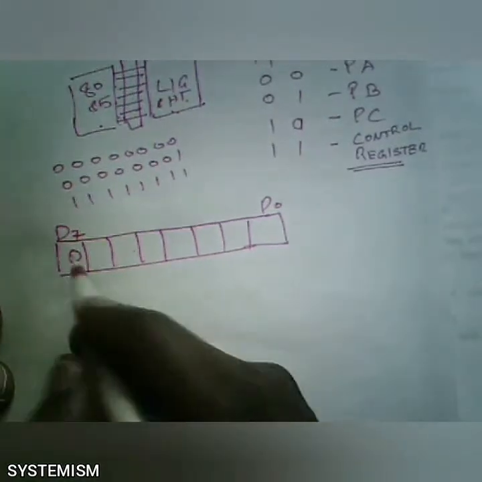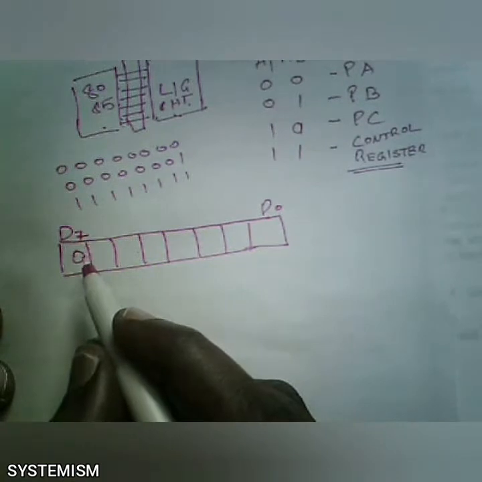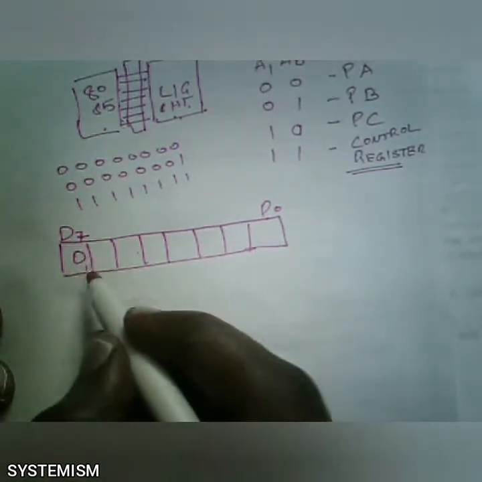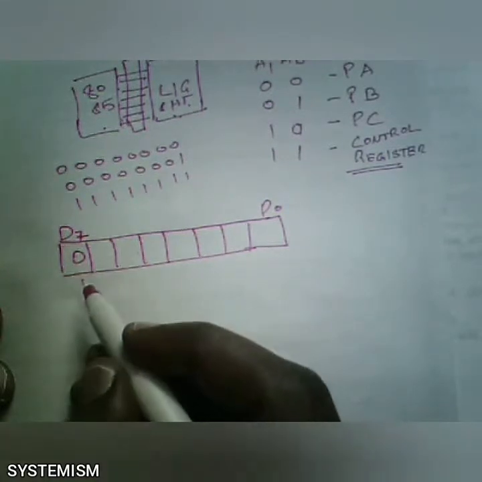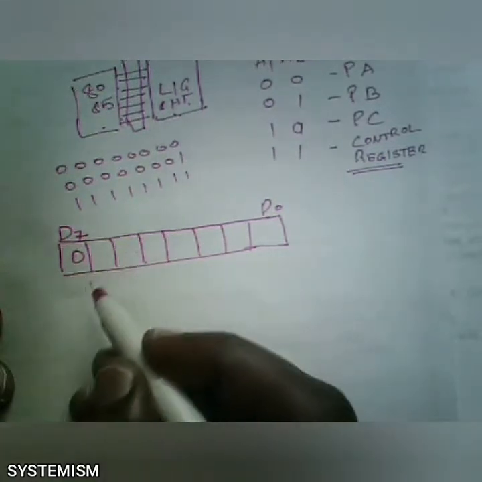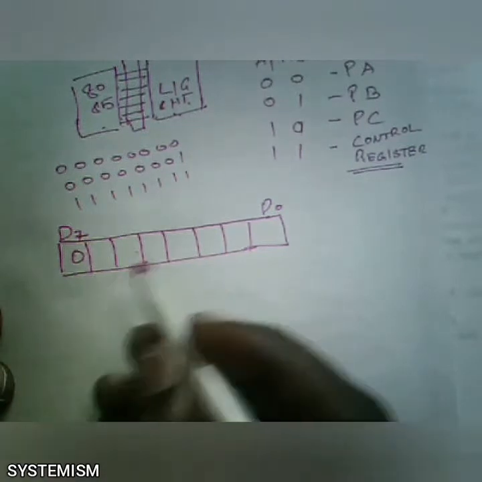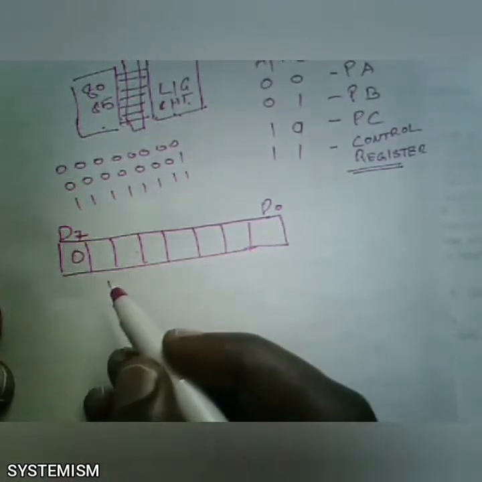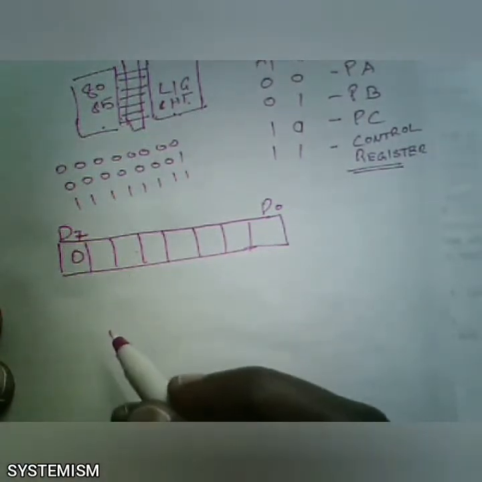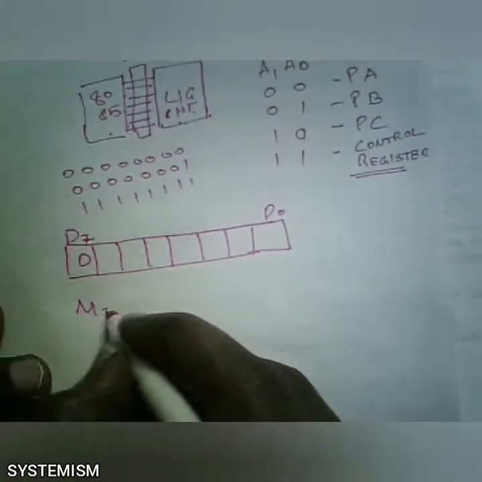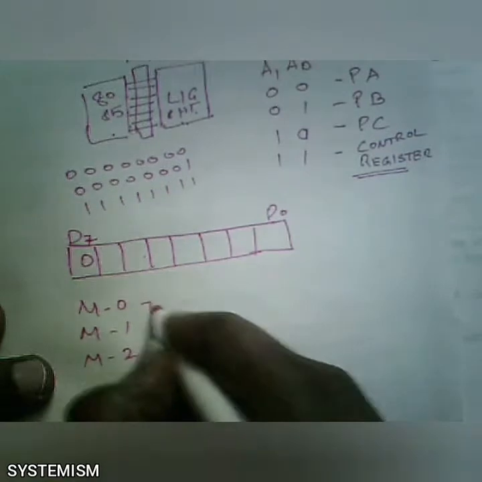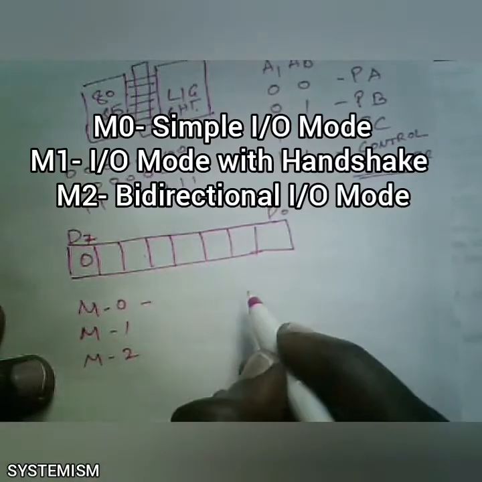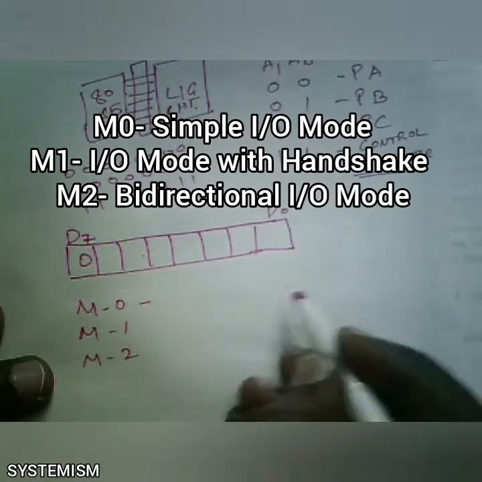Okay, so IO mode means what? How to convert to IO mode? If you put 1 in this D7 bit of your control register, it will convert your 8255 to IO mode. Okay, in IO mode, again the IO mode is divided into 3 different modes: mode 0, mode 1 and mode 2.